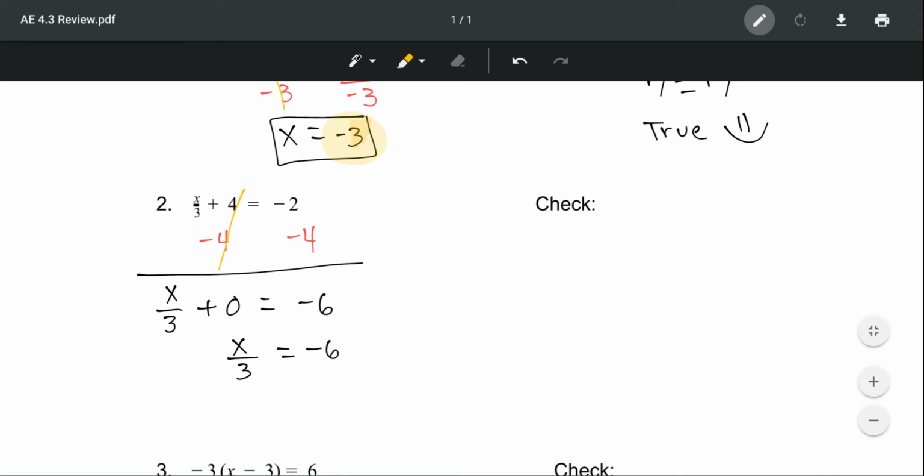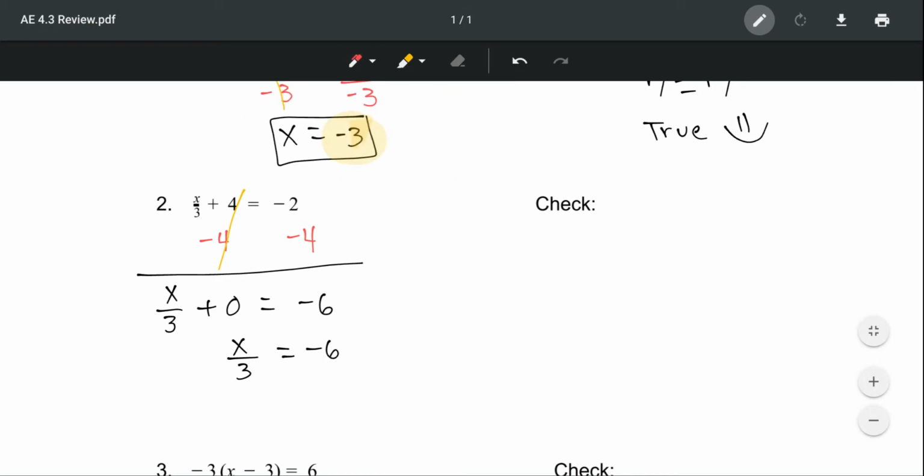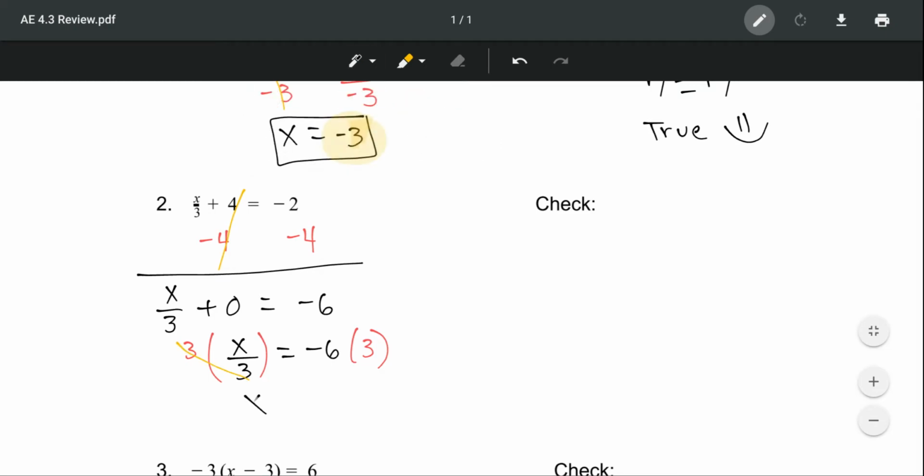Now when you have a number underneath the variable, you multiply both sides by that number. So I'm going to multiply both sides by 3. So on the left side, the 3's cancel out, and you're left with x is equal to negative 6 times 3. So you multiply on the right side, and you get negative 18. So x equals negative 18 would be our answer.